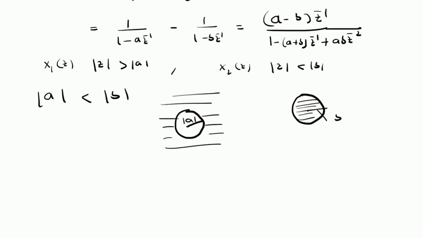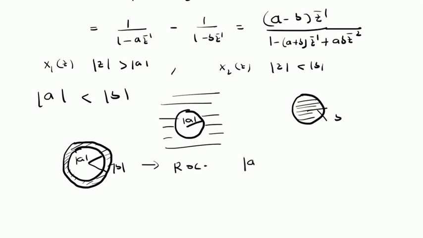For the condition where absolute value of a is less than absolute value of b, the radius of the outer circle is absolute value of b, and since a is less than b, there is a common region or intersection between these two ROCs, that is the ring-like surface between these two circles. Then this is the corresponding ROC. That means the ROC can be defined as absolute value of a less than absolute value of z less than absolute value of b. So this ring-like structure is the ROC.